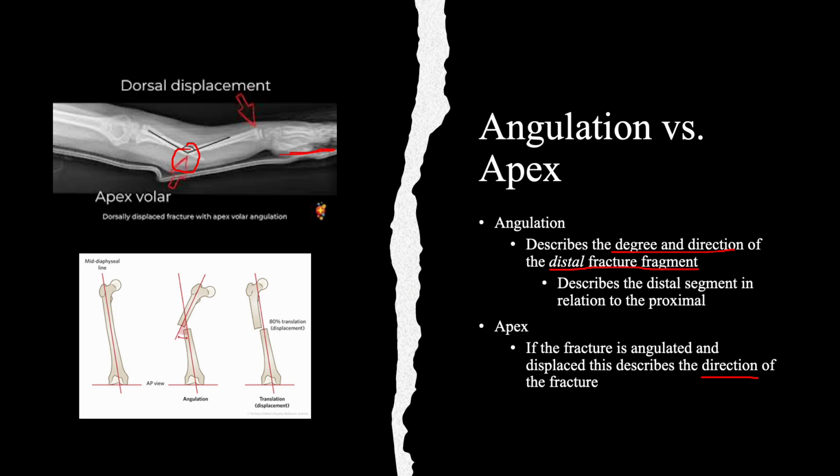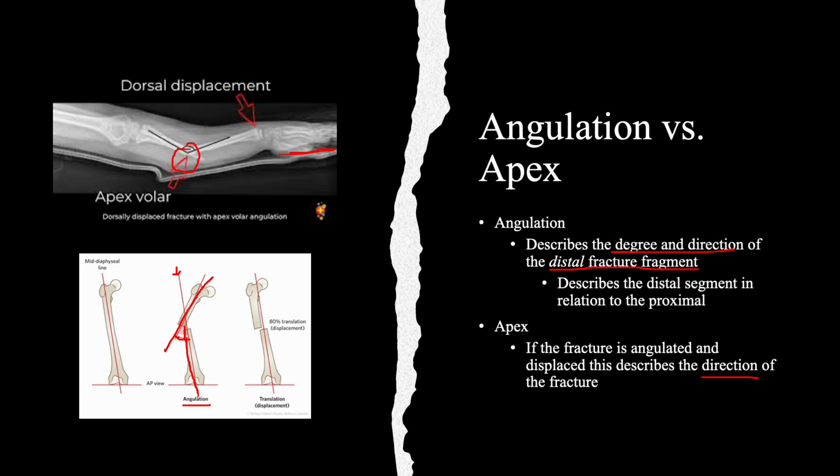Down here, you can see the angulation on an AP view. You have the midline here, and then the fracture, which goes across. This is the proximal segment. This would be the distal segment here. That would be the angulation of the fracture.